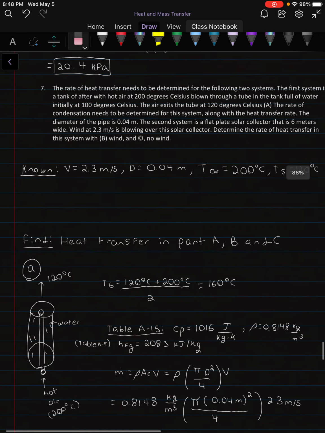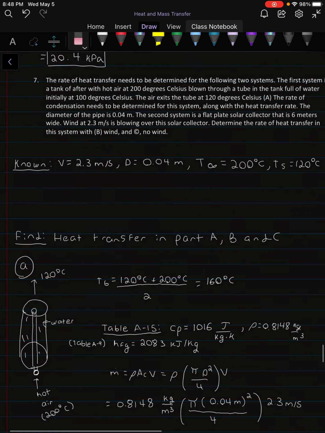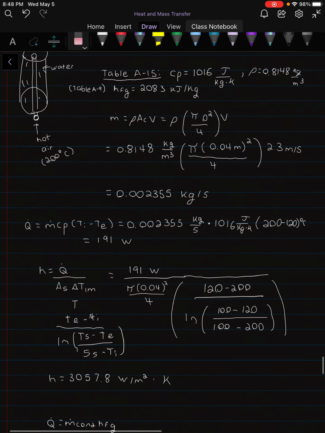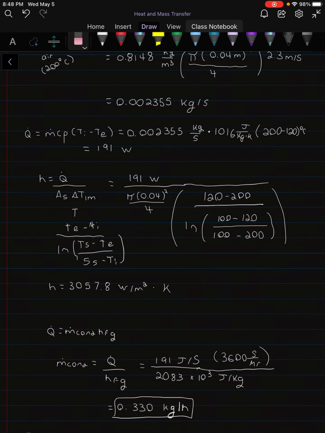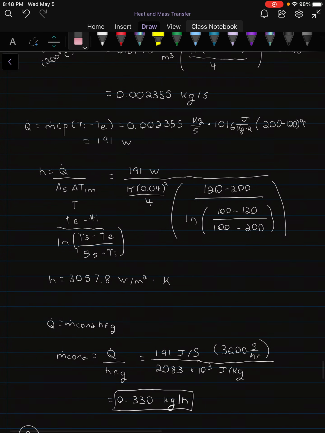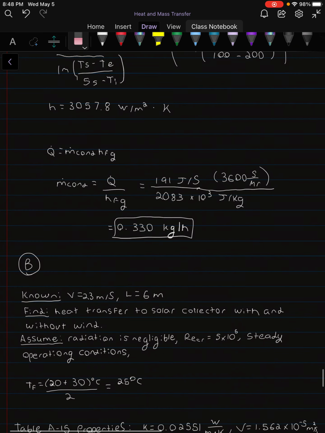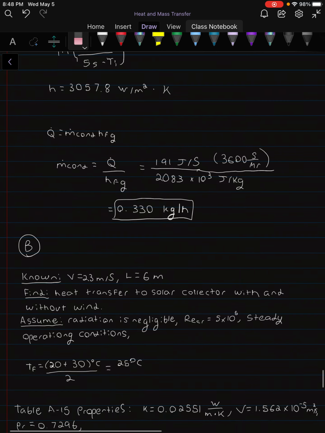Lastly, we have a rate of heat transfer for two different systems. First, we have a heater with hot air coming through the center. We have our properties. We want to solve for h. Our delta T log mean is again used, and we get h is equal to 3,057.8 watts per meter squared times K. We can then solve for Q dot by using the values we've solved for.